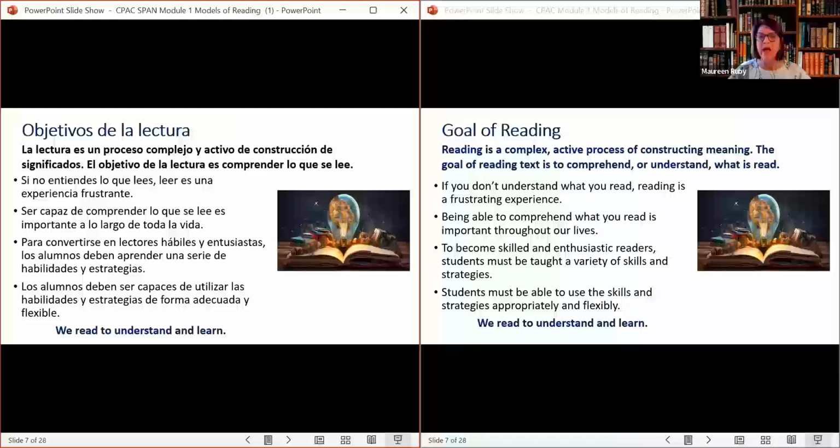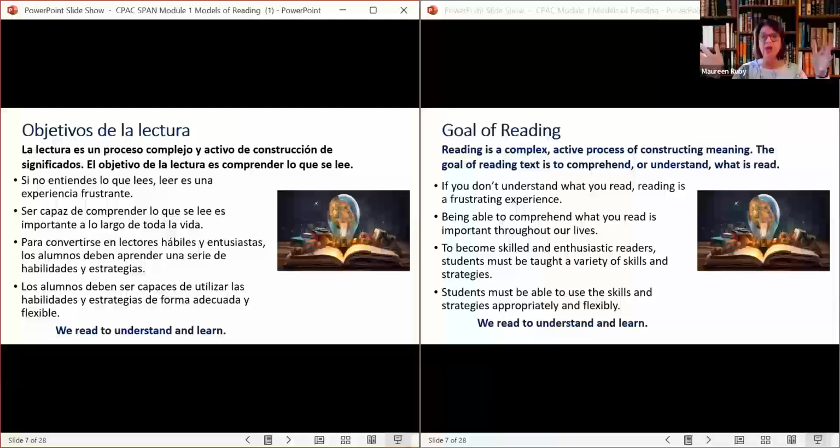So the point here is that if you are not comprehending what you read, if you're stumbling through the words and nothing's making sense, you're not going to become an enthusiastic reader. You need to be taught a lot of different skills, which is why we're going to be going through these 3 models, because it's not just a quick fix when you're having a challenge. And students have to be able to not only learn those skills and strategies, but they need to know when to use them, and they need to be fluent and flexible in them.